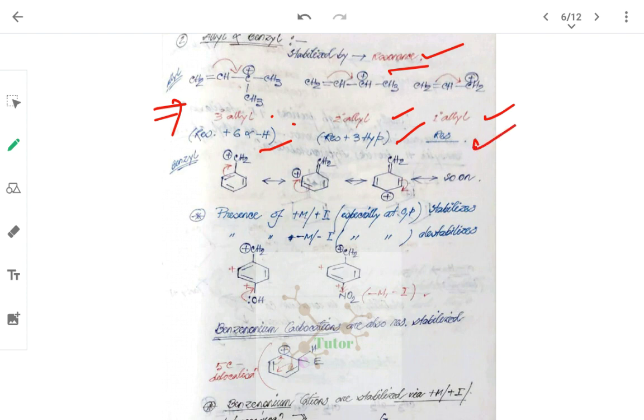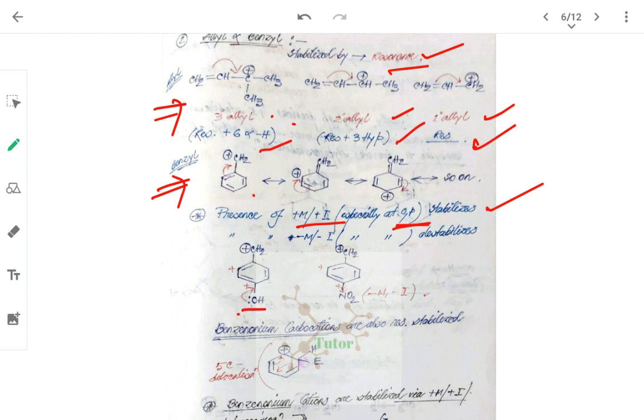Mind it. In the case of benzyl, this benzyl carbocation is stabilized via resonance. Now, there are some notable points also. The presence of plus M and plus I groups, especially at O and P, meaning ortho and para positions, stabilizes the benzyl carbocation. The presence of minus M and minus I groups, especially at ortho and para, destabilizes the benzyl carbocation.